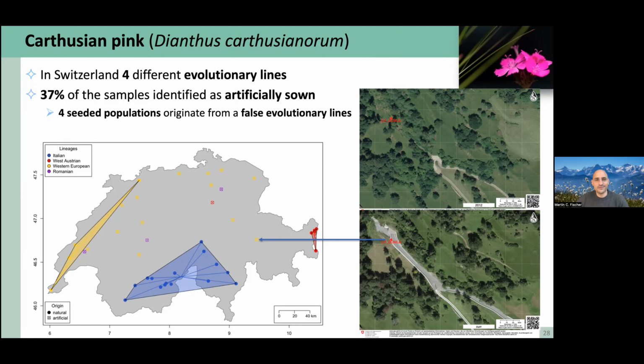And for Switzerland, this means 4 populations, this one here, this and this one here, have been seeded with seed material from the wrong evolutionary lineages, which can be problematic because these populations, especially the violet ones here, are from Romania, so really far away, and these plants may be differently adapted to different environments. Also, it would happen that there will be gene flow in the future between these different lineages, and that's why monitoring this artificial seeding and seeing the consequences of such artificial seeding is very important.